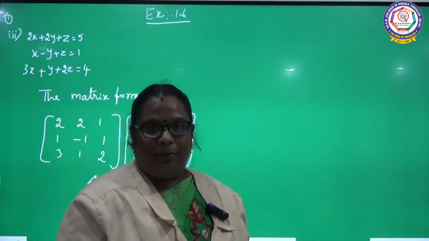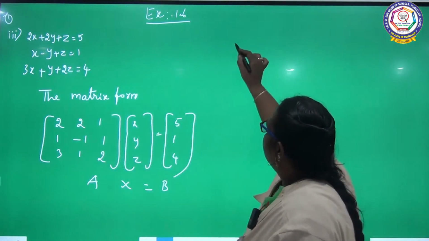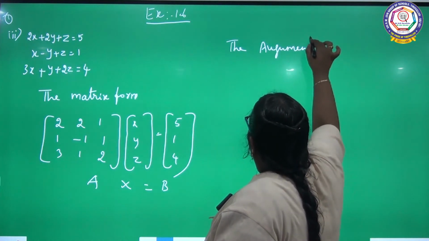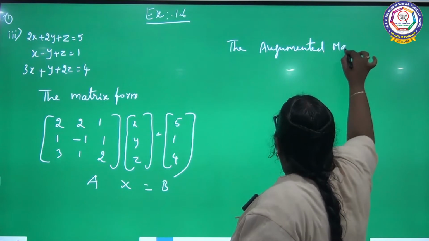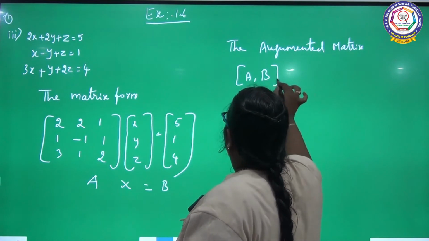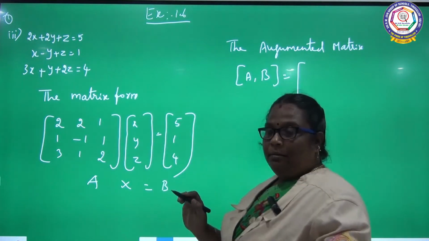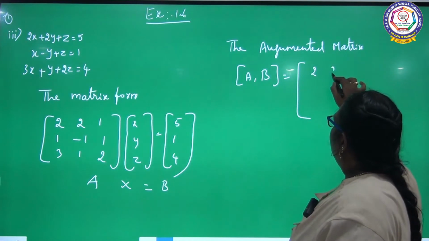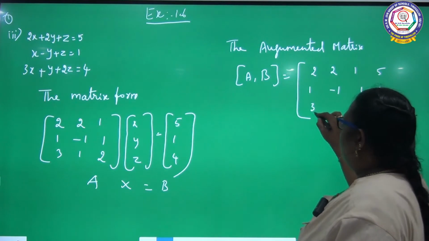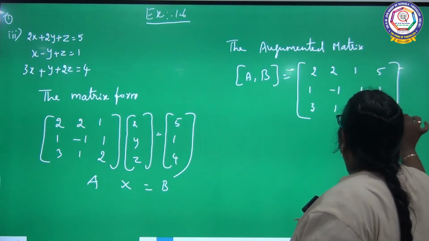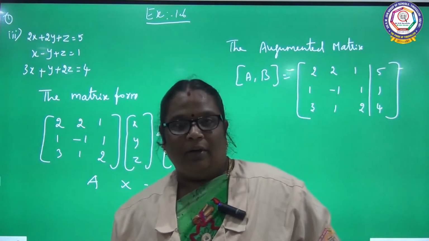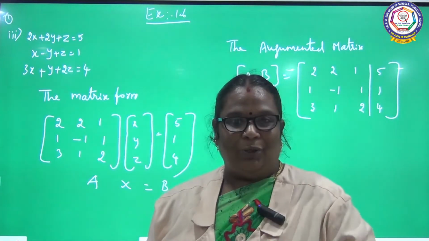What is the next step? The augmented matrix. The next one is the augmented matrix [A, B]. Join A and B: 2, 2, 1, 5; 1, -1, 1, 1; 3, 1, 2, 4. This is the B value. I told you in the previous sum itself, if the first element is 1, it is easy to do this sum.